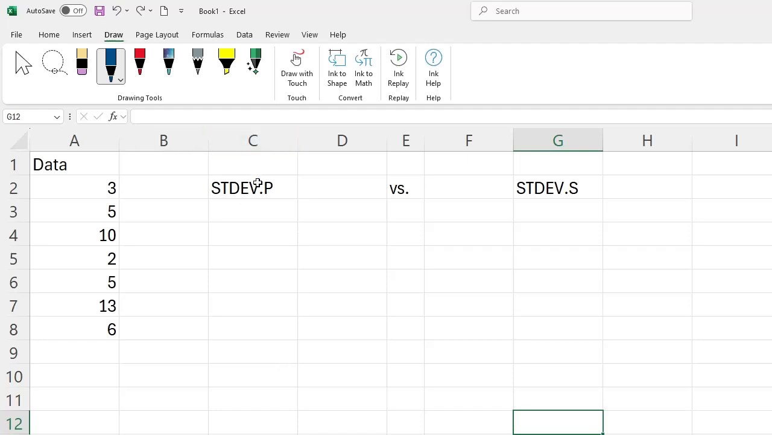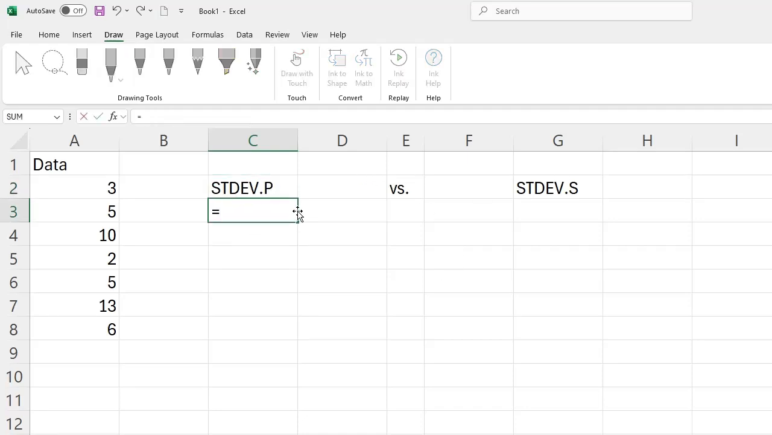All right, I want to take a few moments to talk about these different formulas in Excel. Both calculate standard deviation. So often students will ask me, well, are they just the same thing? So let's start there. Let's go ahead and calculate both and see how they're different.